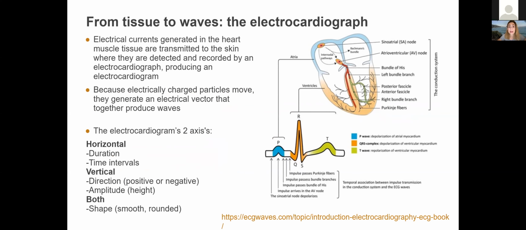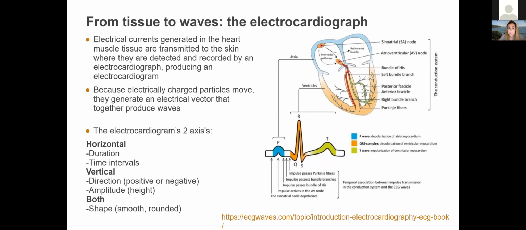From tissues to wave, the electrocardiograph. Electrical currents generated in the heart muscle tissue are transmitted to the skin, where they are detected and recorded by an electrocardiograph, which produces an electrocardiogram. Because electrically charged particles move, they generate an electrical vector that together produces waves.